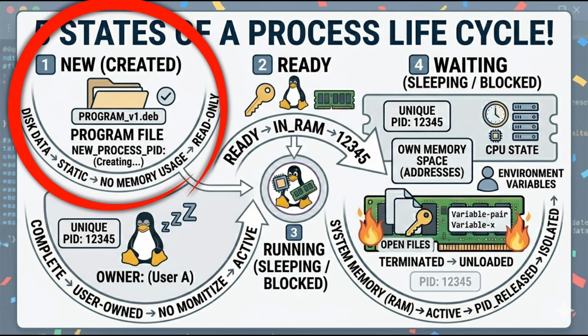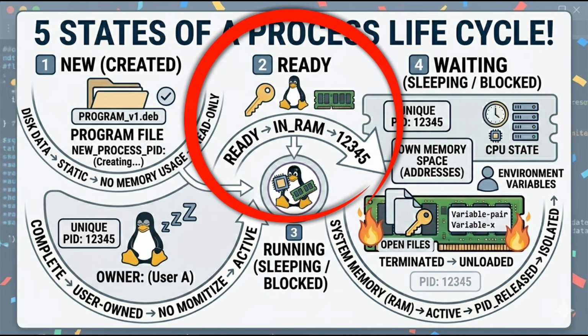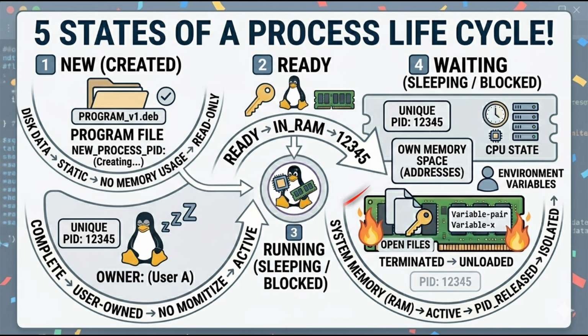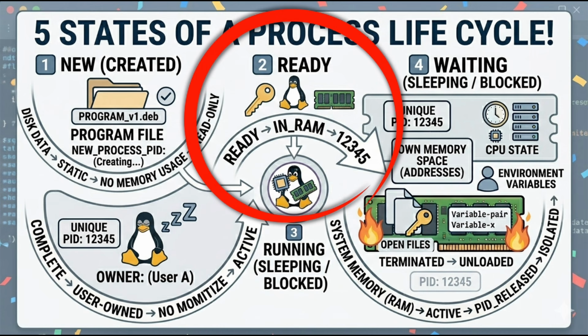First, new or created. When you run a command, the kernel creates a new process. It assigns a PID and the memory and resources are allocated. This is typically done using the fork system call. Second, ready. The process is ready to run but waiting for CPU time, and it's placed in the scheduling queue. Then the scheduler decides when it gets CPU access.